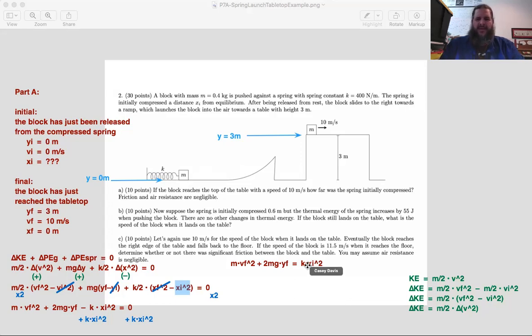Yeah, divide both sides by k. So we get m over k times v final squared plus 2mg over k times y final equals x initial squared. And yeah, then take the square root of both sides. So that gives us a formula, not just a single number, but a formula for how much the spring needs to be compressed. Any questions on that so far?